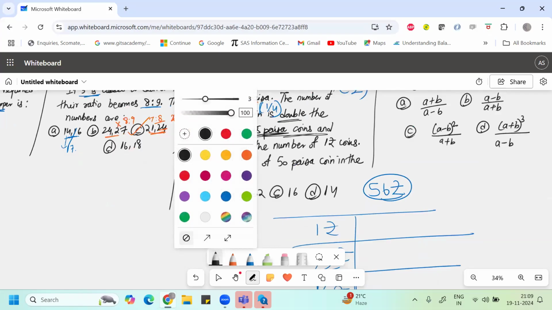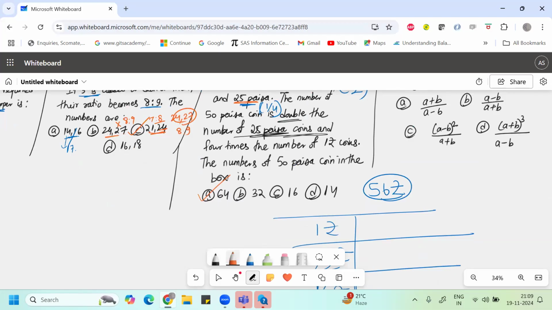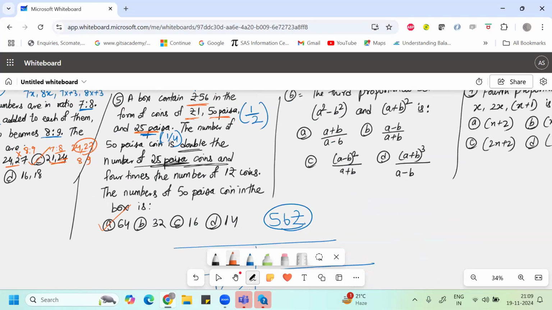So what is given in this question is the number of 50 paisa coins. Let me take the number of 1 rupee coins as x. If 1 rupee coin count is x, then the number of 25 paisa coins would be 2x, and the number of 50 paisa coins would be 4x.